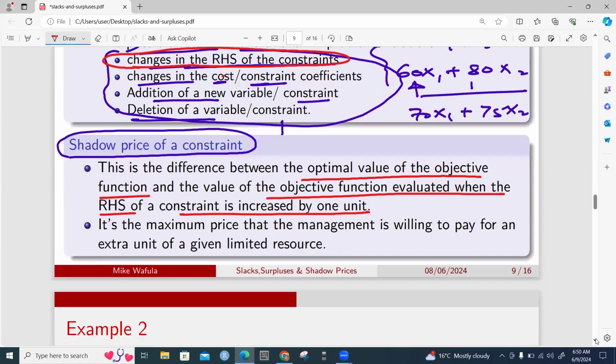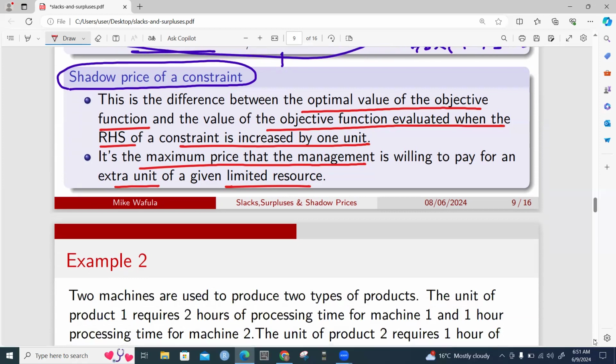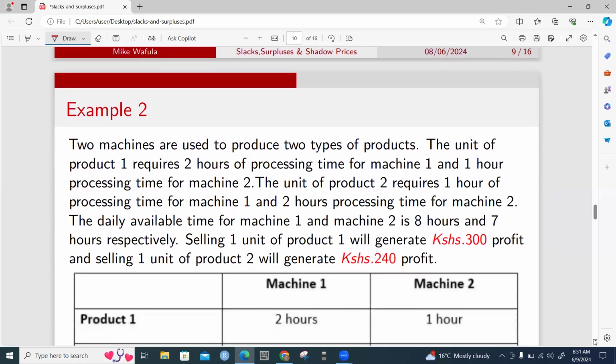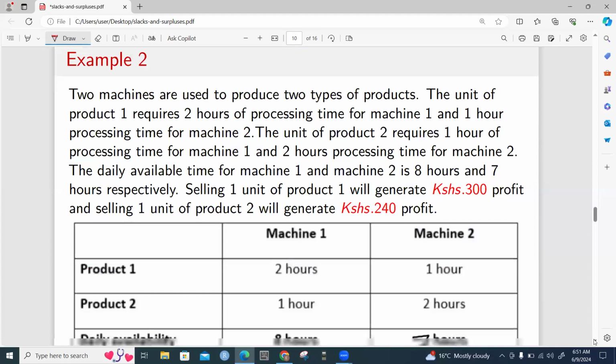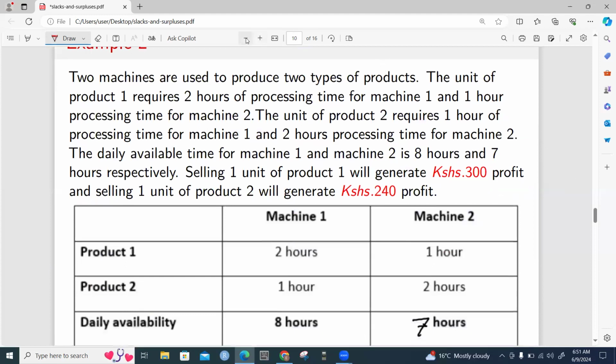In some contexts, depending on the problem, the shadow price of a constraint can be treated as the maximum price that the management is willing to pay for an extra unit of a given limited resource. So let's have a simple example involving just two resource constraints, which of course are now binding constraints, and see how we can calculate the shadow price associated with each one of them.